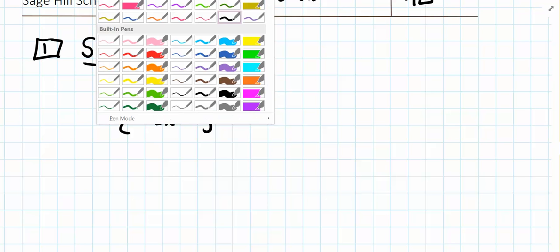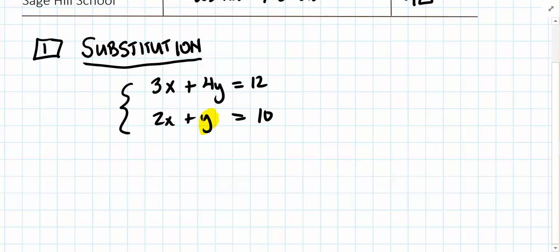Well, the y is alone. Yeah, the y variable is already sitting by itself. That lends itself to substitution. So if you are looking at a system and you notice that one of the variables is already by itself, substitution might be a good way to go.